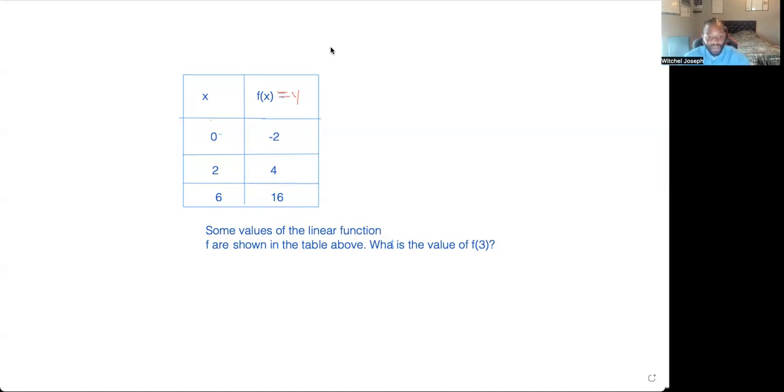Let's go. So the first thing that I really enjoyed that you did is that you did properly write that f of x is equal to y. That is true. But now let's read the problem together. So it says that some values in the linear function, so linear function is key right here, are shown in the table above. What is the value of f of 3? So now whenever you see this right here as a linear function, you have to think about the equation of a line, all right? So the equation of a line is y equals mx plus b.